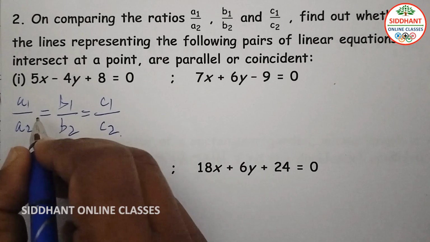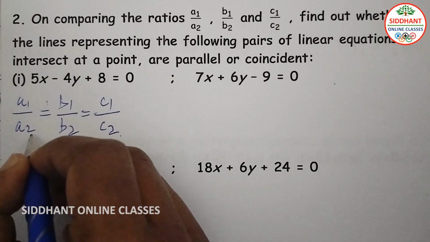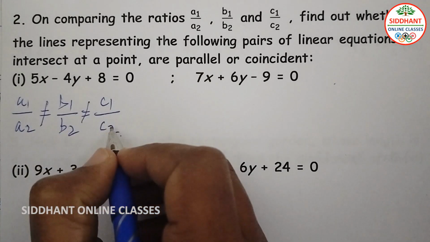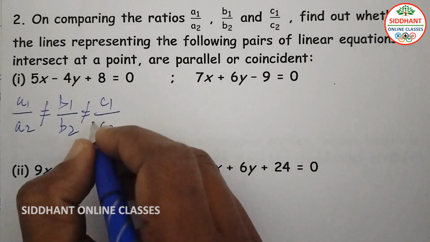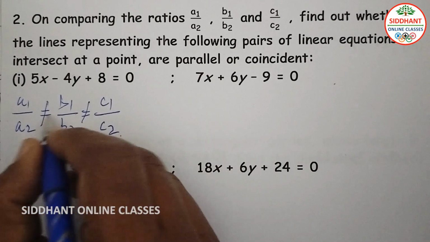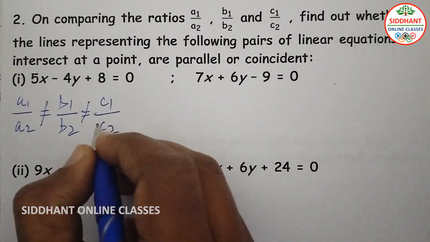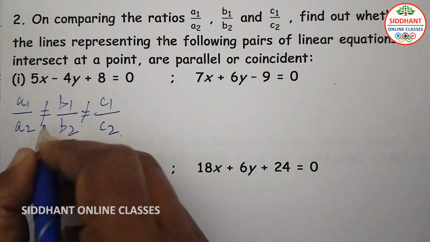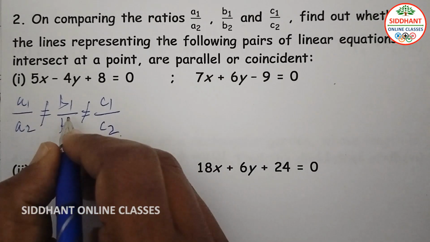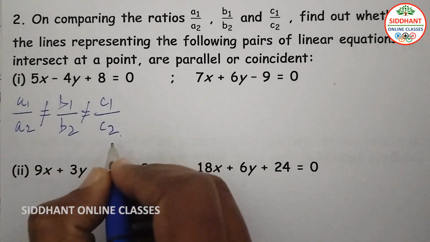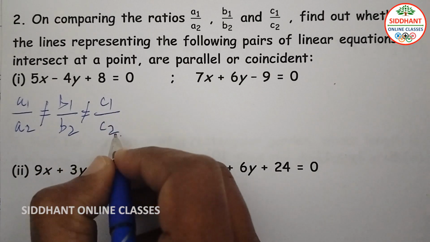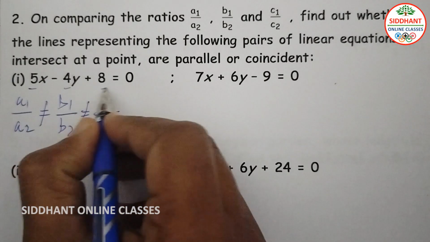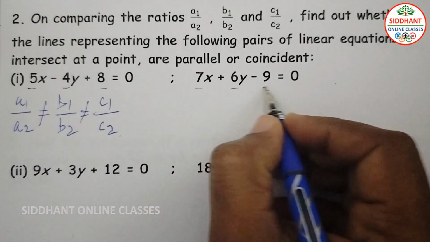If a1 by a2 is not equal to b1 by b2, and it is not equal to c1 by c2, then we can say the two lines are intersecting. If all are equal, then we can say the lines coincide. If a1 by a2 is equal to b1 by b2 but it is not equal to c1 by c2, then we can say the lines are parallel. So here we know a1, b1, c1 and a2, b2, c2.